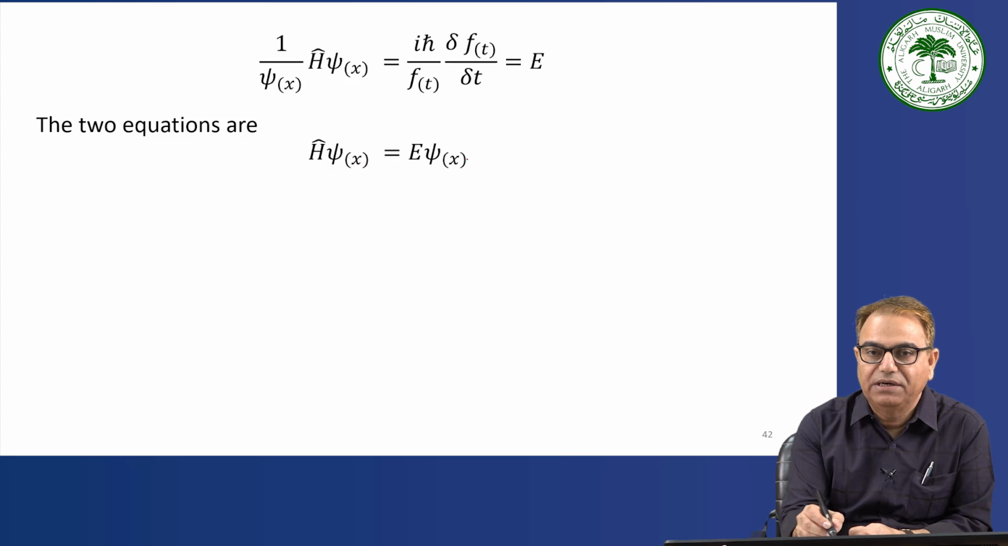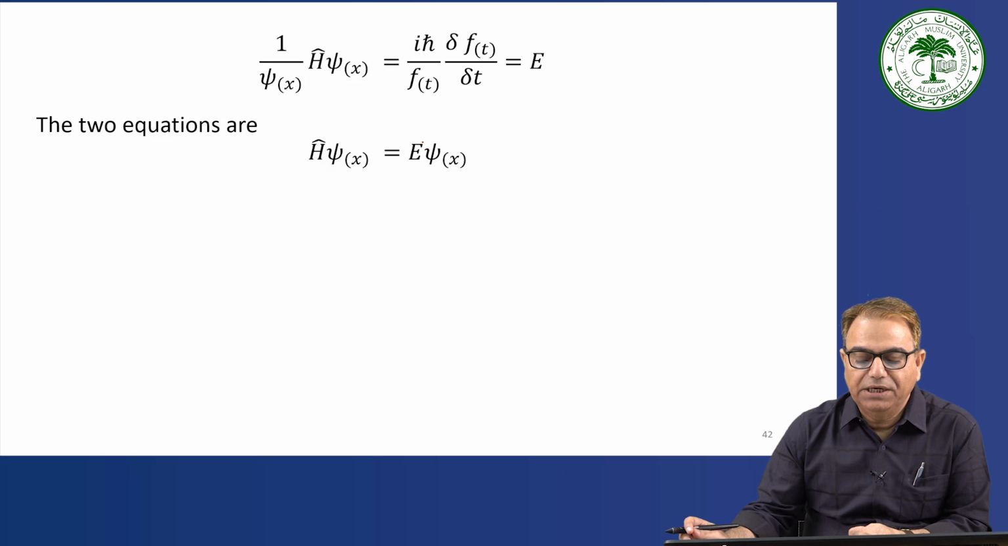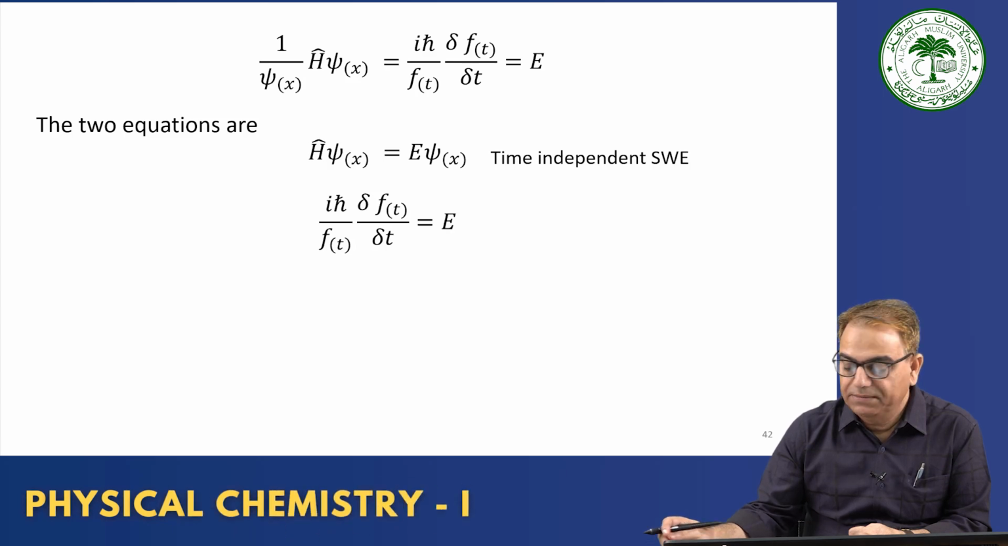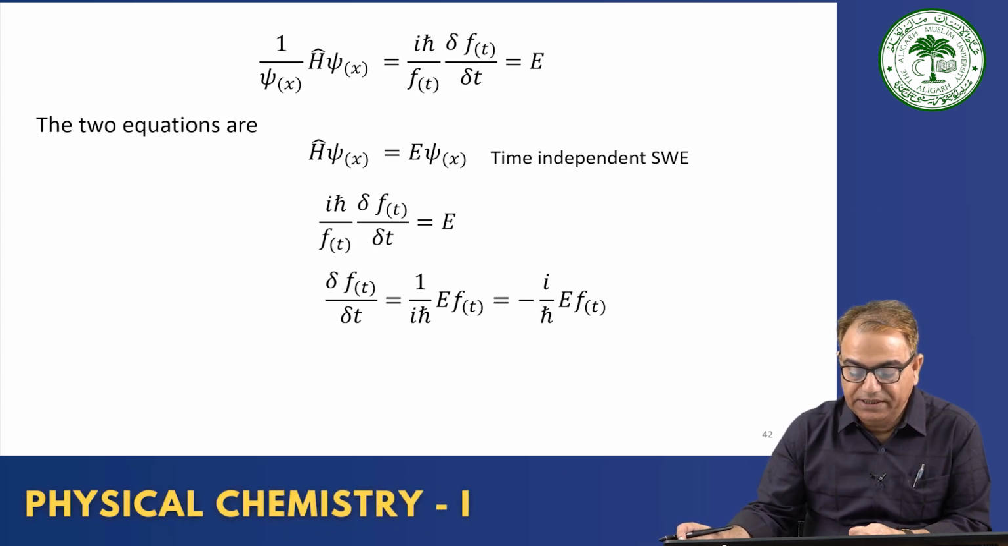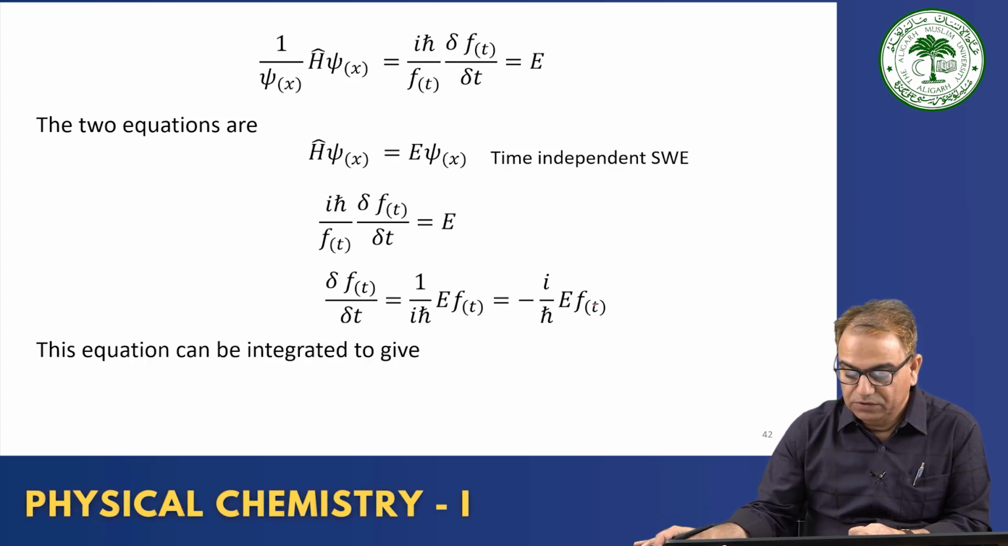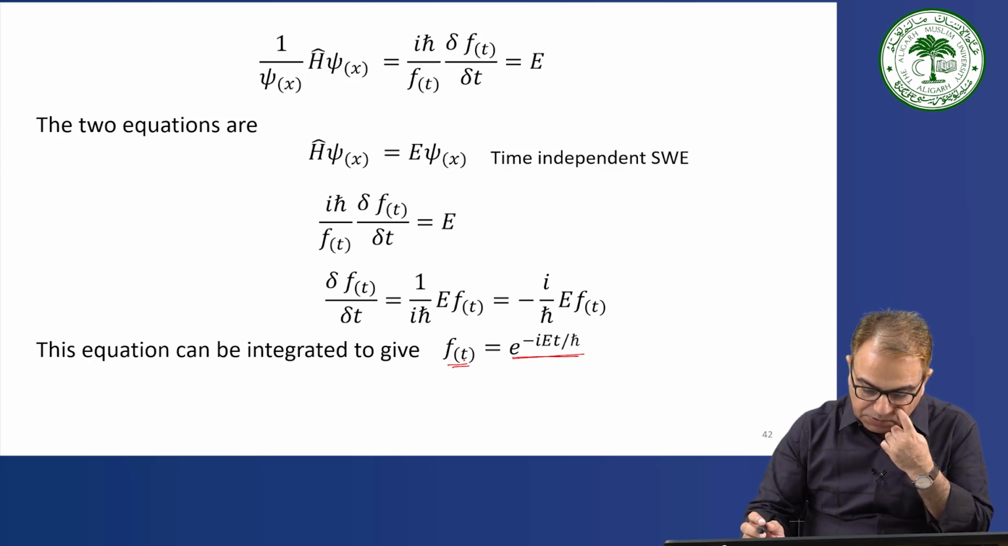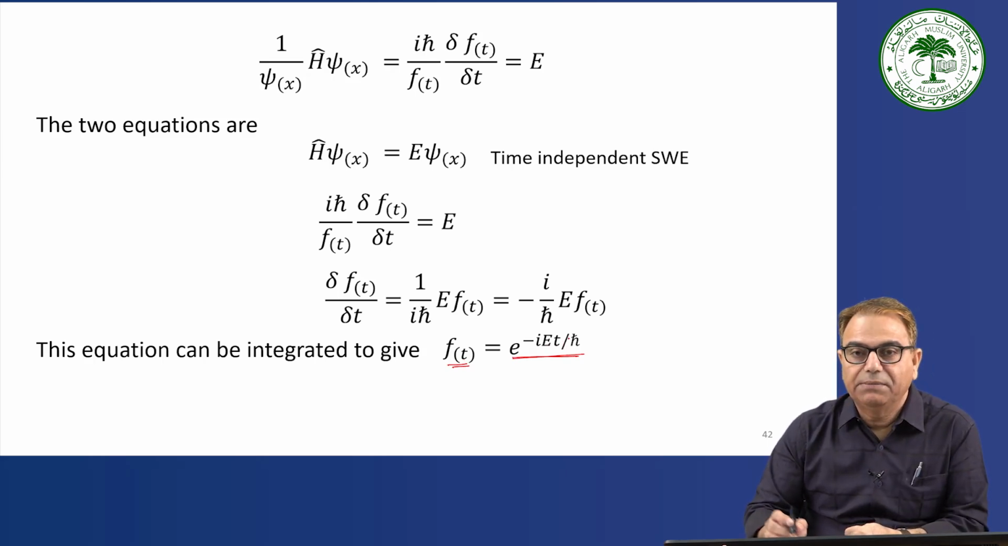This is the normal relationship which we have used throughout this course, the time independent Schrodinger wave equation, which we get from the left hand side. From the right hand side, what you get is i h cross over f(t) times del f(t) by del t is equal to E, and so del f(t) by del t you can write as minus i E divided by h cross times f(t). This equation can be integrated, and then f(t) you can write as exponential of minus i E t divided by h cross.